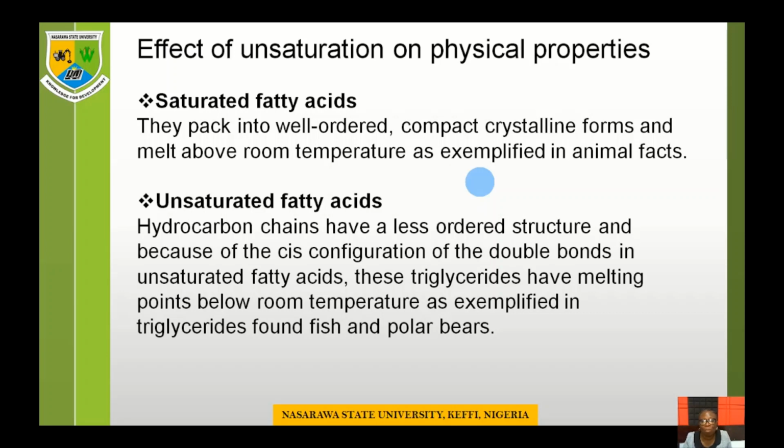So hydrocarbon chains have a less ordered structure, they are not well ordered like saturated ones, because they have what we call kinks. There are kinks in their structures, and because of this, the triglycerides have melting points below room temperature. So unsaturated fatty acids have low melting point, whereas saturated fatty acids have high melting point.